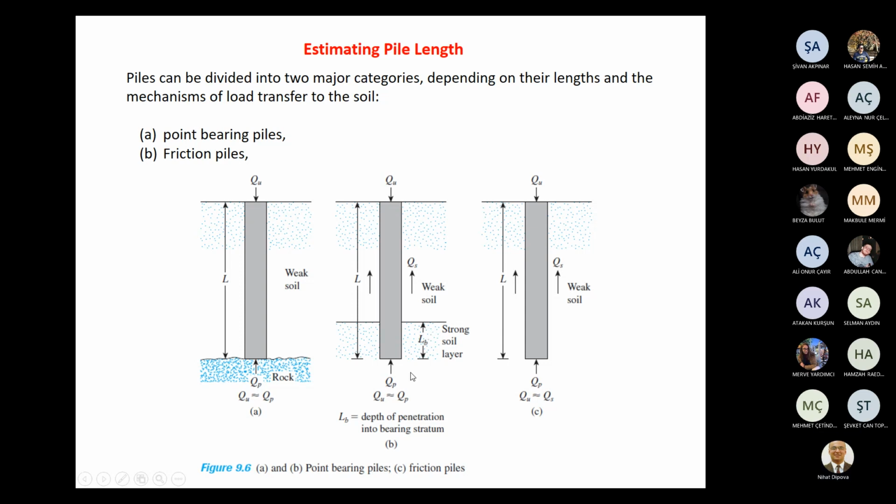So again, ultimate capacity comes from end bearing or point bearing. In this case, we have some amount of frictional resistance, but it's negligible compared to point bearing, end bearing.